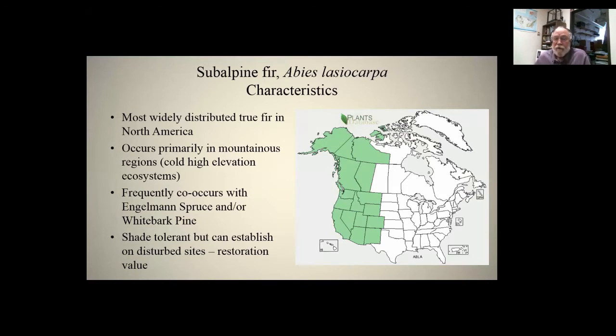I backpack a fair amount with one of my daughters, and I know that I've reached a certain elevation when I start seeing subalpine fir and then go through the subalpine fir zone into whitebark pine. To me, it is the mountains in Western North America. It frequently co-occurs with species like whitebark and Engelmann spruce. And I'll talk a little bit about whitebark later, because we're losing it as a high elevation species because of other pests.